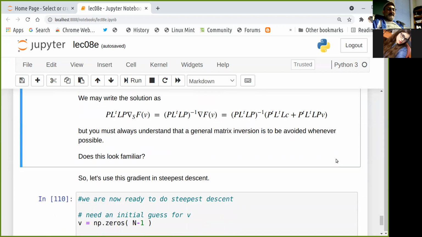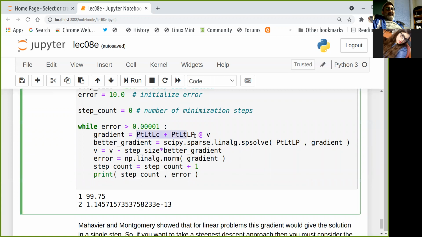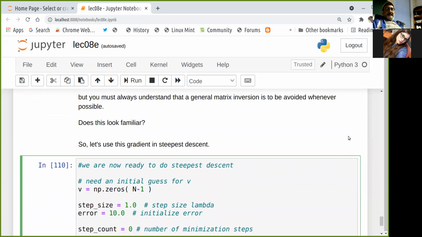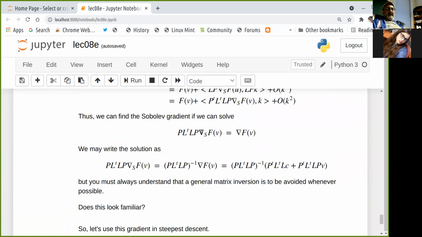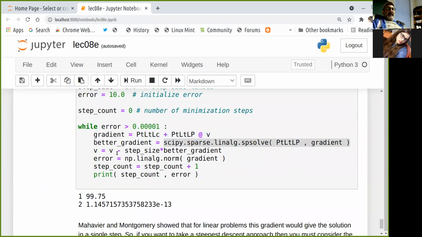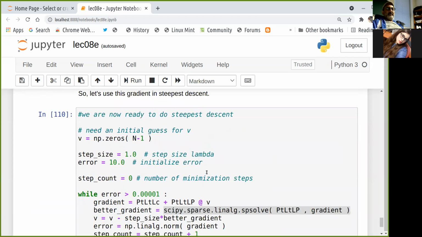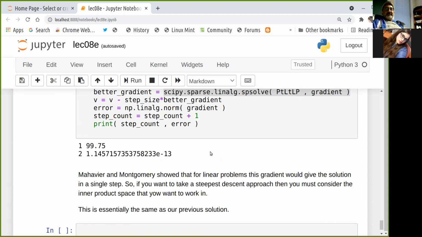You just want to be able to solve the equations. And we're using sparse matrices, so we're going to use the sparse matrix solver. So same as before, we calculate the old gradient. Then we calculate this new gradient by solving this equation. And I'm going to use the new gradient to do it. And I'm going to use a step size of 1, which is huge compared to the old step size. And what happens? You have convergence in a single step.